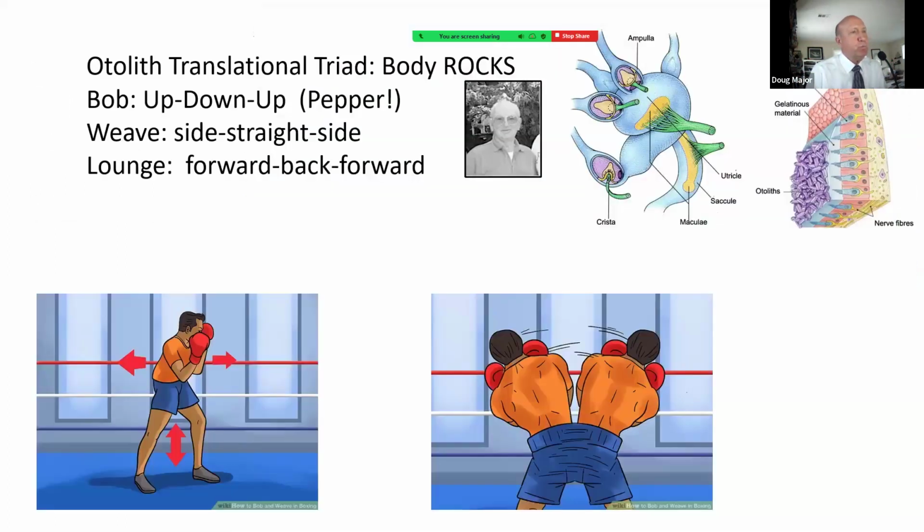Now, the otolith system is associated with the rocks in our head. We all have rocks in our head, and they're on all the time. They're pushing down all the time. And so this is very much like a boxer: they bob up and down, like a trampoline, weave side to side. And everybody at the gym knows the lunge movement, forward and back.